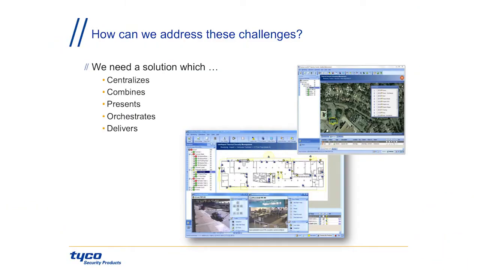We need a solution that, first of all, centralizes all of the information in our environment, combines that information in an intelligent way so that we can make sense of it, presents that information to the operator through what we call a single pane of glass, a single user interface, orchestrates the response of the operators to these events so that they're reliably taking the right actions at the right time, and finally delivers information about operations to management, to supervisors, and so on, so we can understand how we're doing, how we're protecting our assets, and how we can improve.